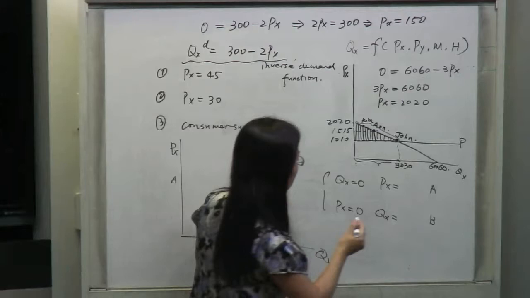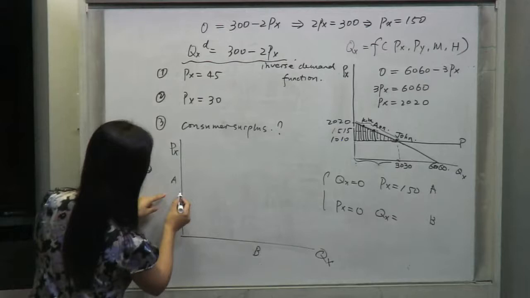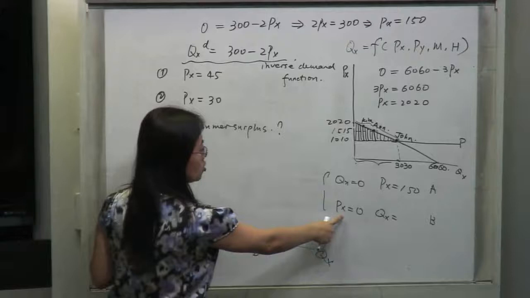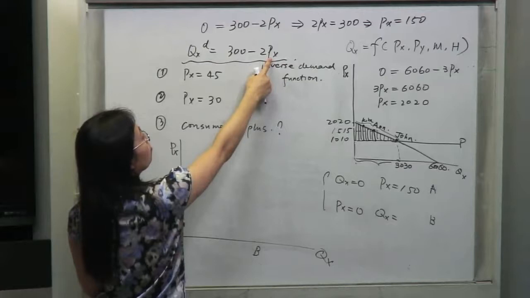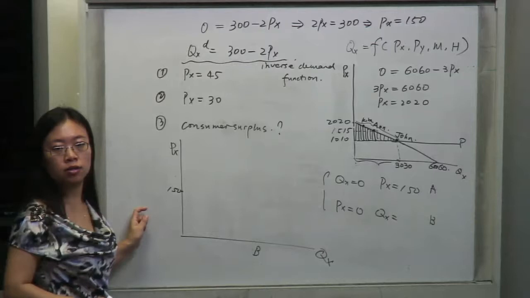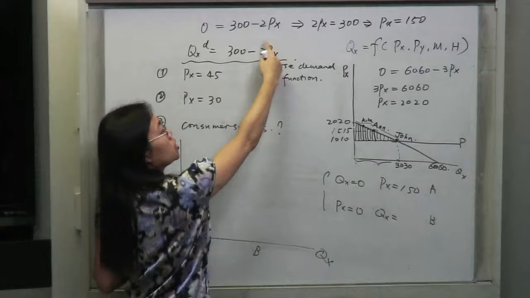And then this is the point right here, which I call point A. So now we need to look for the point along the horizontal axis. We need to plug Px equals zero right into here. When Px equals zero, what is this equal to? Zero, right? And Qx is equal to what? 300.